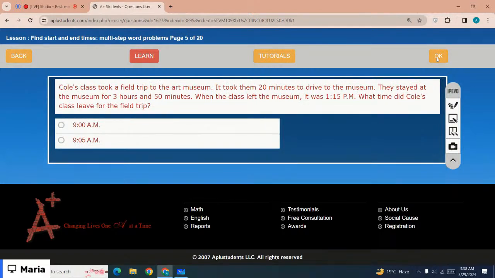Cole's class took a field trip to the art museum. It took them 20 minutes to drive to the museum. They stayed at the museum for 3 hours and 50 minutes. When the class left the museum, it was 1:15 p.m. What time did Cole's class leave for the field trip? Which is the correct option?